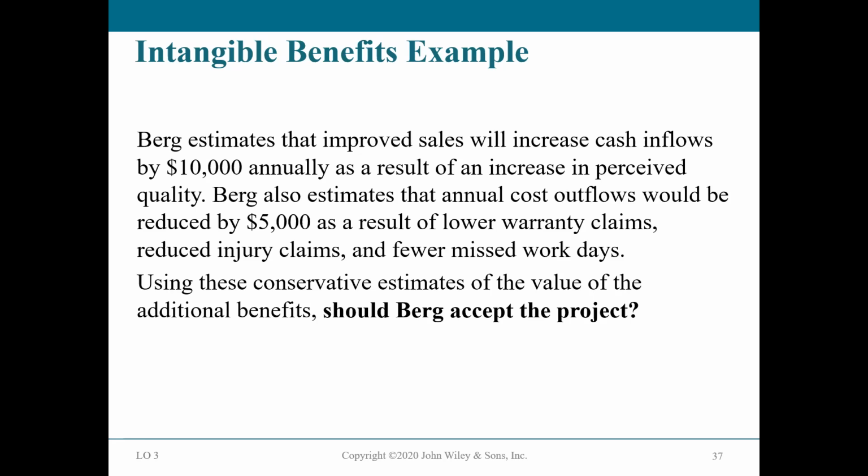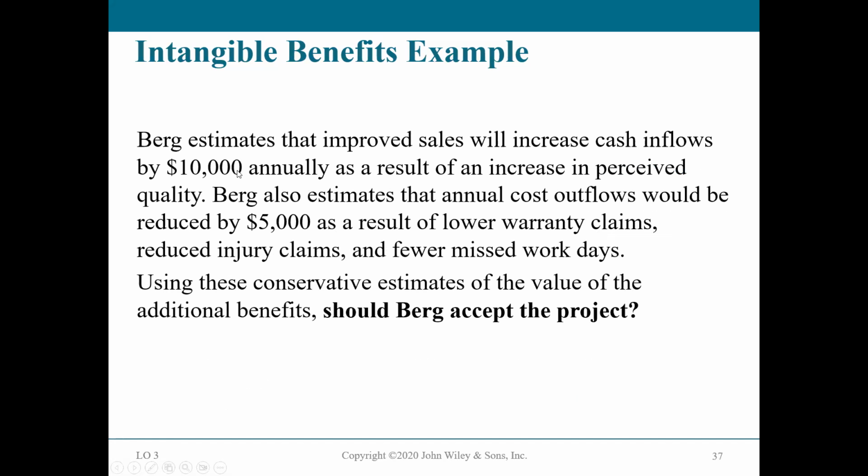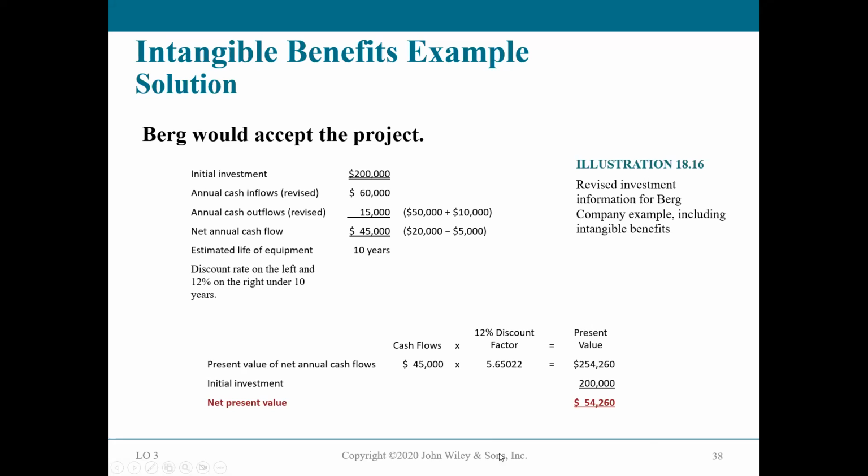Using those factors, should we accept? So now our cash outflows change. Our net annual cash flow changes. And our present value is now positive at $54,260. So basically what you're doing is adding the $10,000 per year additional revenue, and you are reducing your outflows by $5,000. So our net present value in this case is positive, so they would accept it.